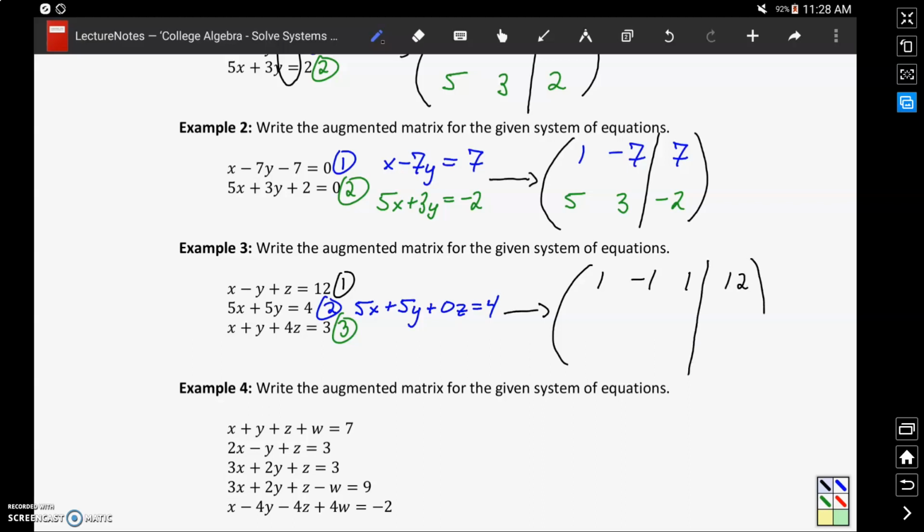So translating equation 1 over, we'll have 1, -1, 1, and then 12. For equation 2, we'll have 5, 5, and then in place of our z variable, we'll drop in a 0. And then we'll have a 4 as that constant term on the other side. And then equation 3, we can translate over as well.